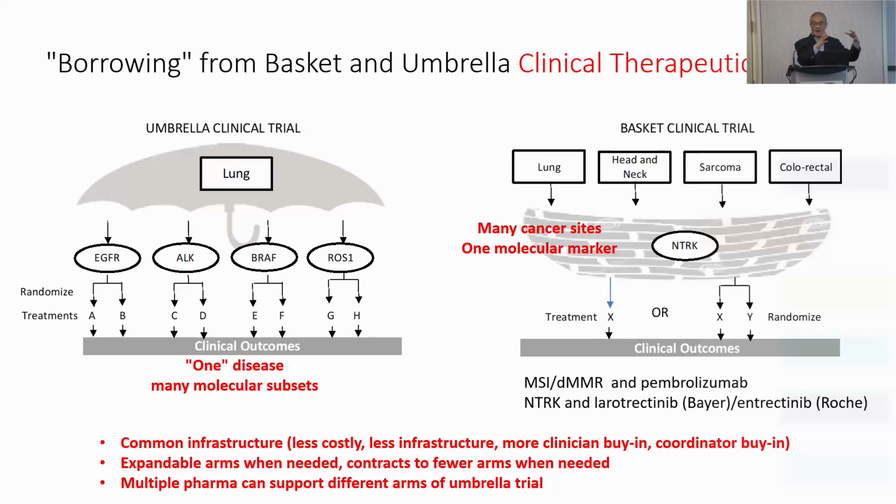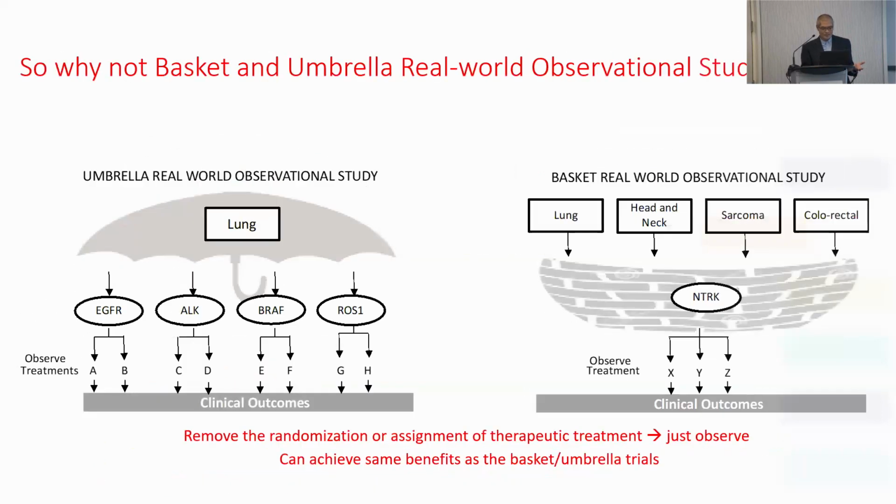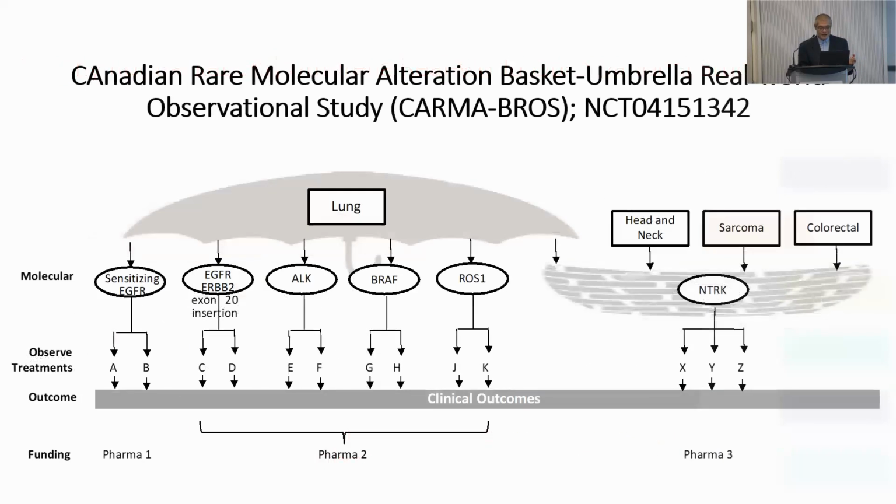The arms are expandable, and different arms can be funded by different pharma companies or peer review grants or something else. So we thought, why can't we do the same thing but just not have the randomization? We just observe. So this is an observational study. So we started calling it a BUROS, so a basket umbrella real-world observational study in this case. And so that came about for us as a Canadian Rare Molecular Alteration basket umbrella real-world observational study.